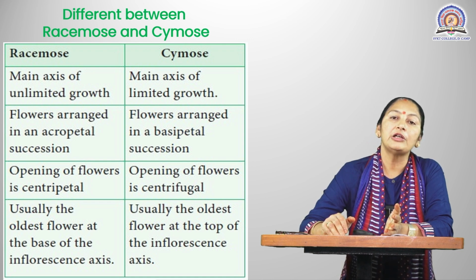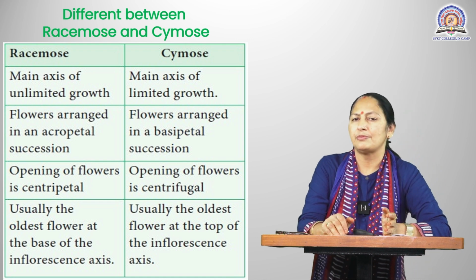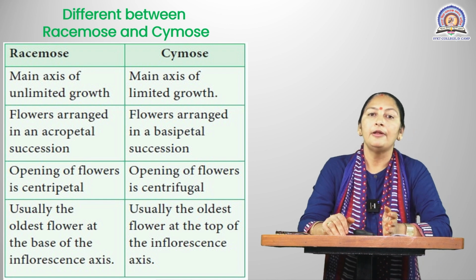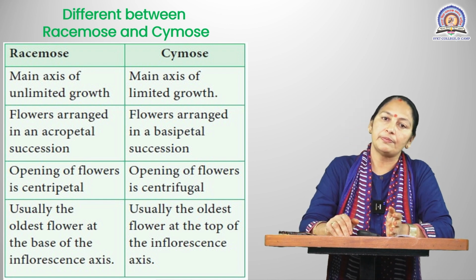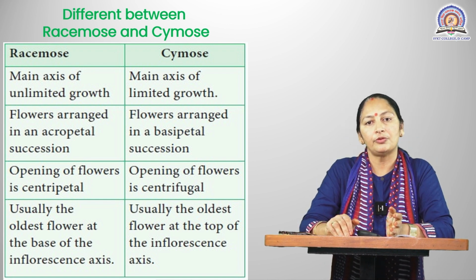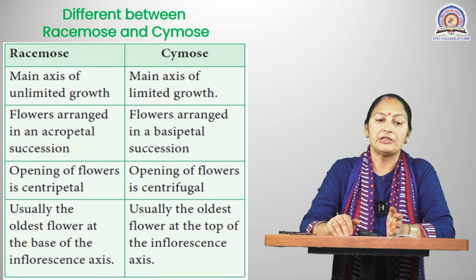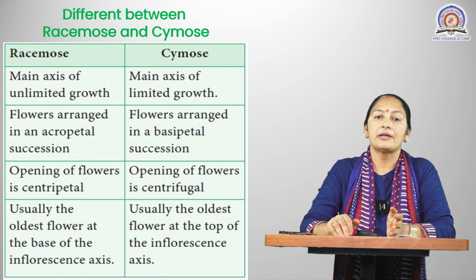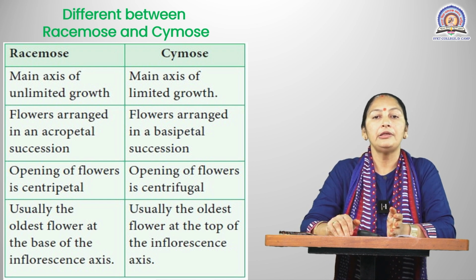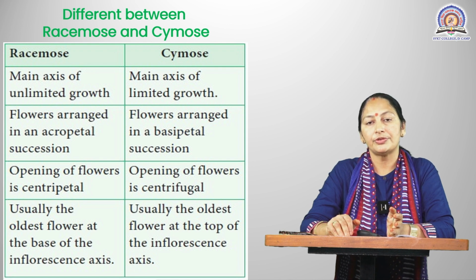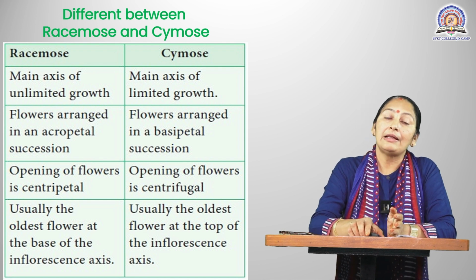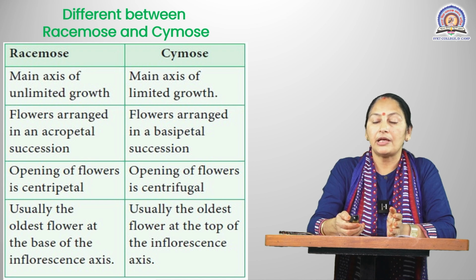These are the four differences between the racemose and cymose, and it is very easy to understand what the acropetal succession is, what the basipetal succession is, what the centrifugal and centripetal are, and all these are arrangements of the flowers. Mainly two types: the first one is the racemose and the second is the cymose. Okay, then let us see the next type of inflorescence.